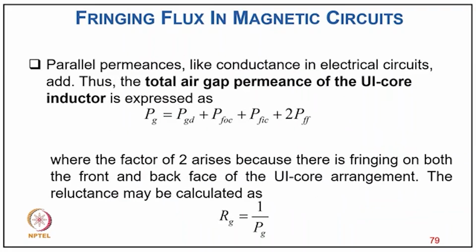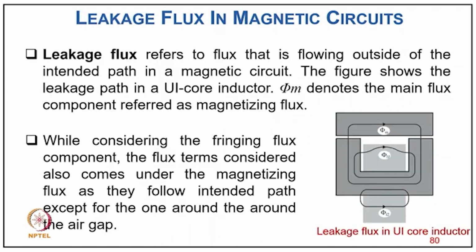So parallel permeance, like conductance in electrical circuit, adds. Thus the total air gap permeance of the UI core inductor is expressed as PG equal to PGD plus PIC plus 2 PFF, where the factor of 2 arises because there is a fringing on both the front and back face of the UI core arrangement, and the reluctance may be calculated Rg equal to 1 upon Pg.